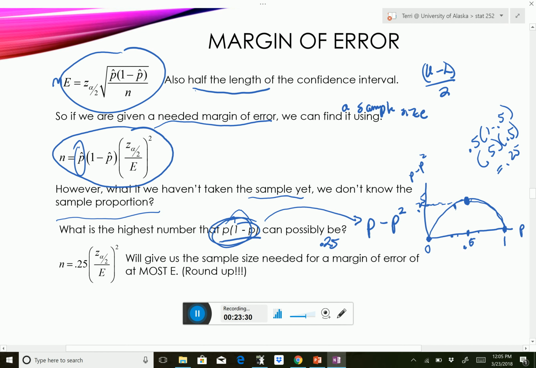So when we don't know anything about P, we're just going to call P times 1 minus P 0.25. And of course, you have to round up again. But this will give me the sample size needed for a margin of error of at most E. Now, it may be smaller. I may get an even better margin of error if my number is not that high.